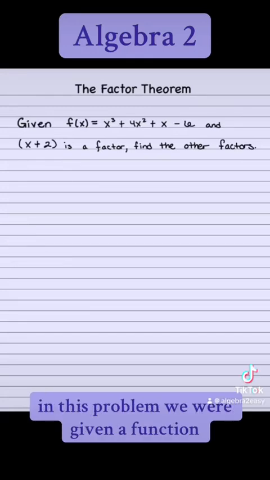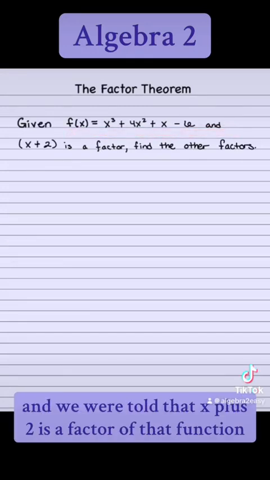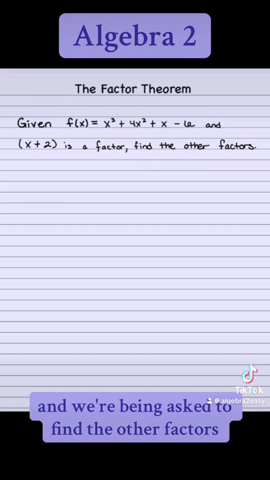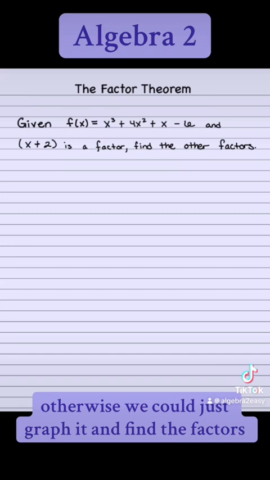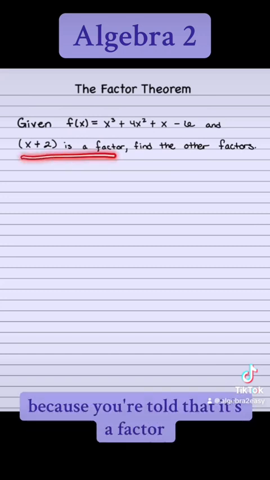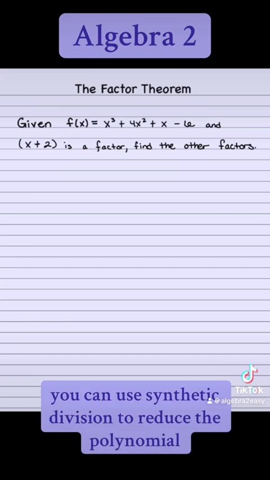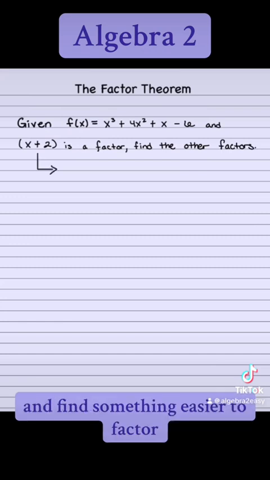In this problem, we were given a function and we were told that x plus 2 is a factor of that function. And we're being asked to find the other factors. So a problem like this generally occurs when you can't use a calculator. Otherwise, we could just graph it and find the factors that way. In this problem, because you're told that it's a factor, you can use synthetic division to reduce the polynomial and find something easier to factor.